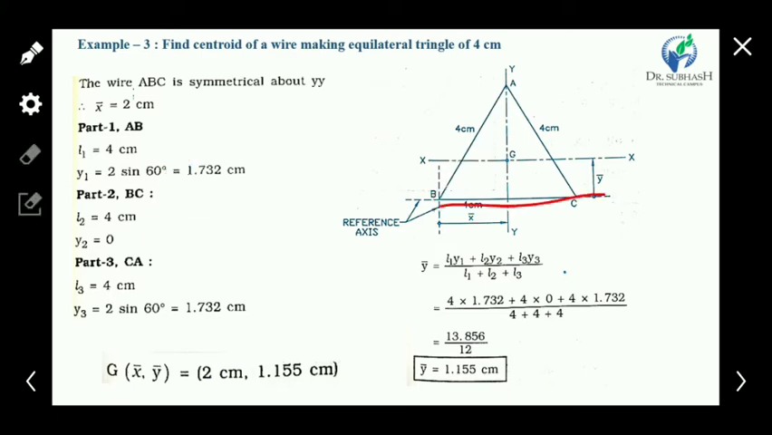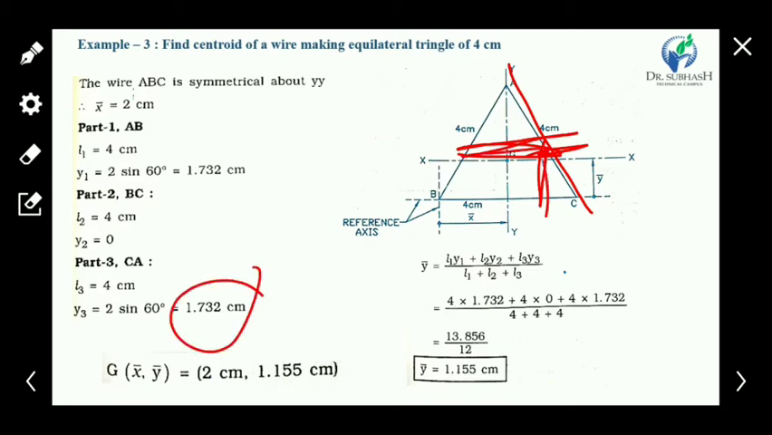Now for BC, from the reference axis, the vertical distance of this CG is 0. So y2 is 0 for this element. Now for the third element, the y is the same because it's an equilateral triangle, so it's 1.732 centimeter.